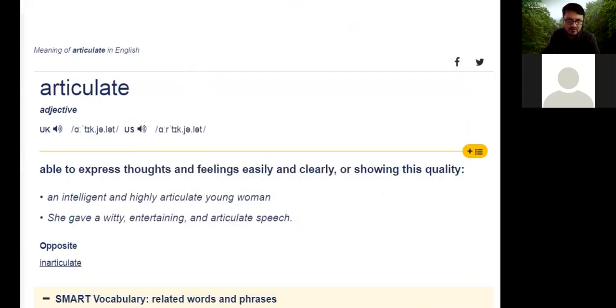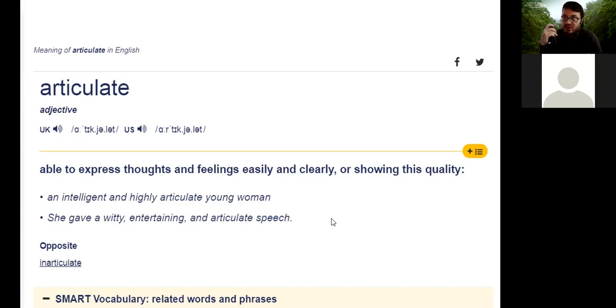Yeah, articulate, it's to express an idea, a speech, or say anything in order to transmit an idea. It's related with express. How to express your idea, but clearly. And with showing this quality.